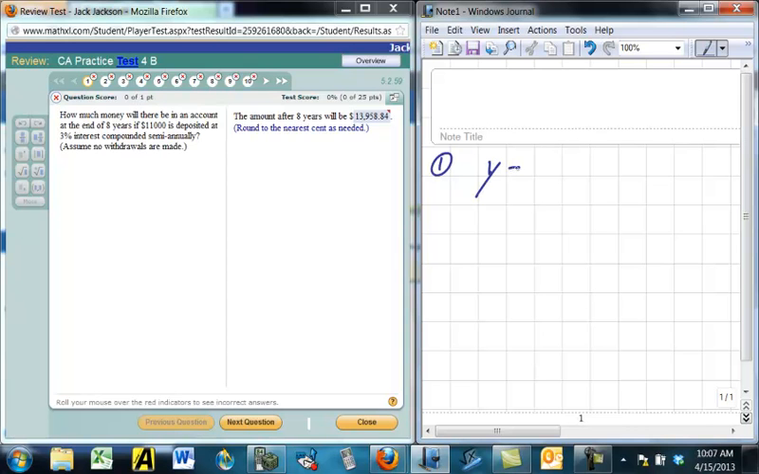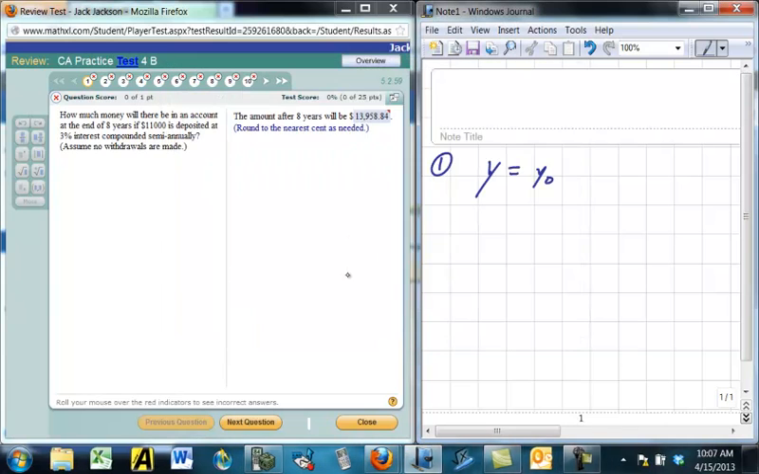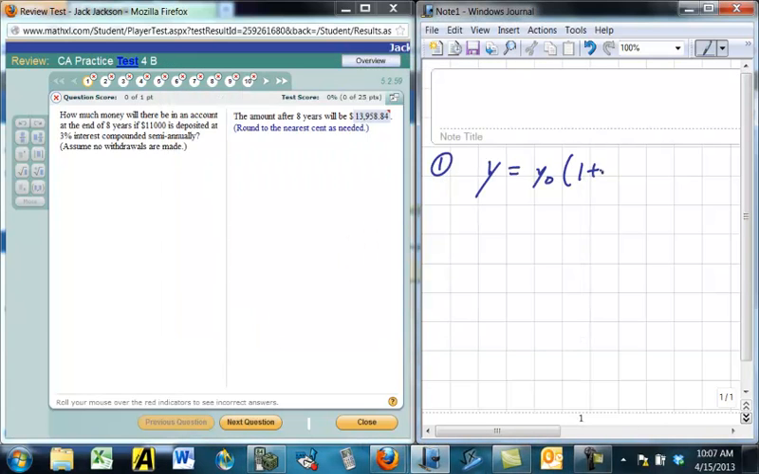So we use the basic formula y equals y sub 0 times 1 plus r to the x power. We usually change the letters here. The amount in the account y is y. The initial amount is called the principal. And x is input is time, so we use t for time.